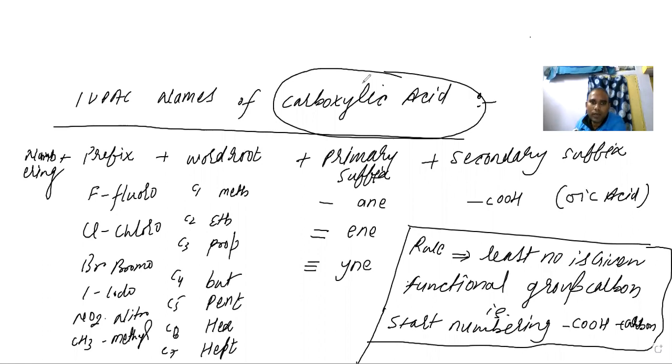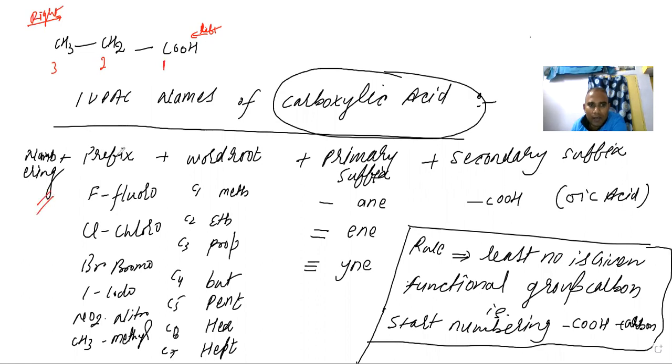Now let us try an example. Suppose I am having CH3, then CH2, then COOH, right? If I need to count, from which direction do we have to start? From the COOH side. So this is 1, here is 2, this is 3. That is the order of the numbering.